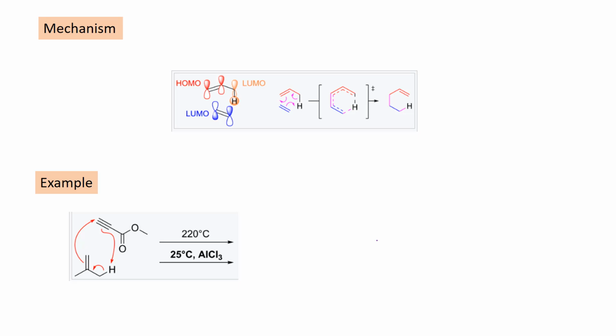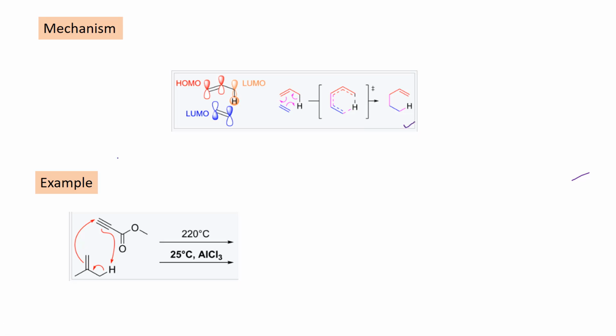So what is the mechanism? How does this react? The HOMO of this allylic hydrogen part will attack the LUMO of this dienophile and form through this 6-member transition state. It will give us this as our product.